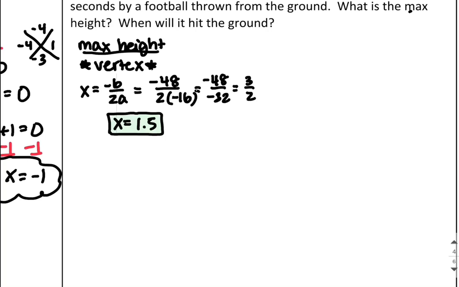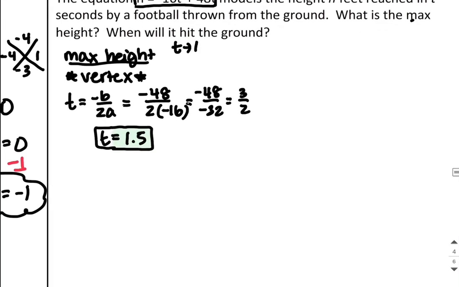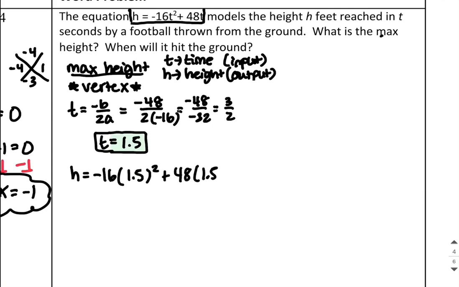And when I find x, sorry, in this case, I'm actually finding t because t is the variable I have in my equation that was given to me, and t represents time, and then h represents height. So t is my input and height is my output. So I need to find what my output is when my input is 1.5. So I'm going to input t, being 1.5, into this equation. So I have h is equal to -16 times 1.5 squared plus 48 times 1.5.